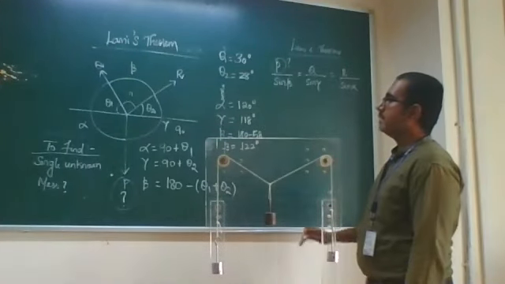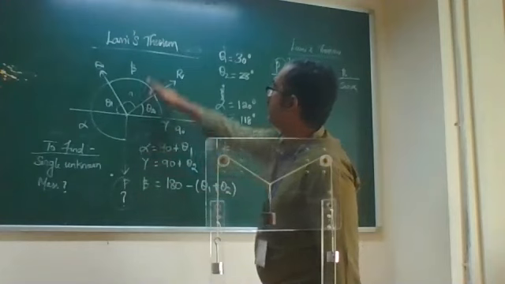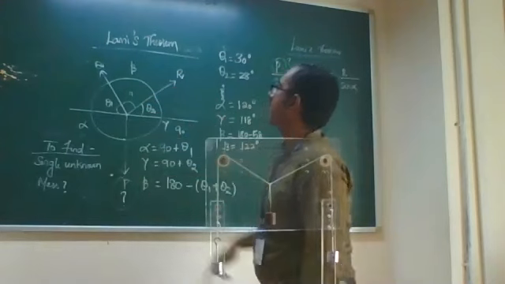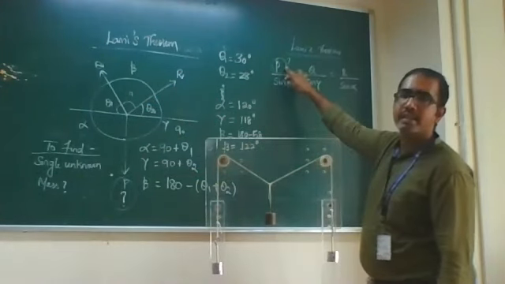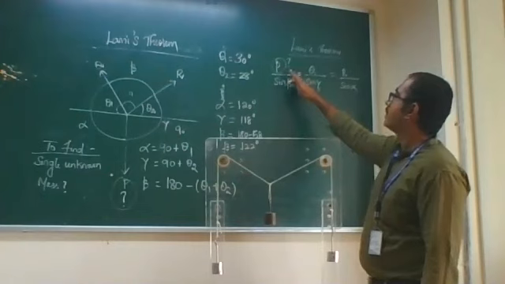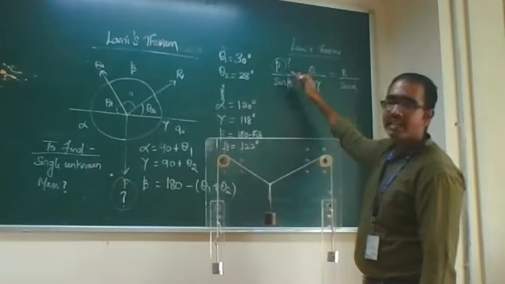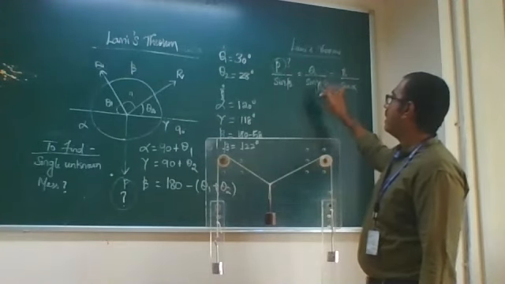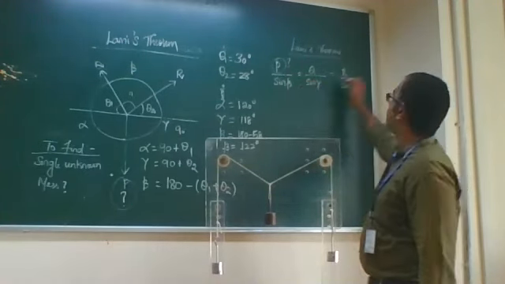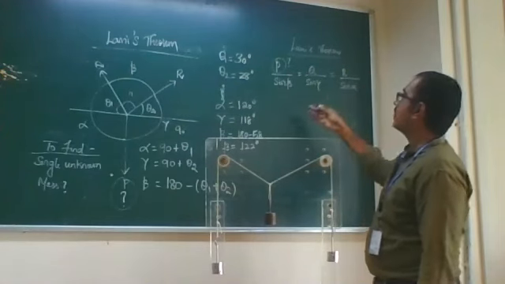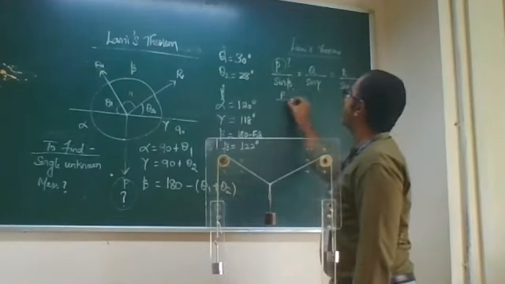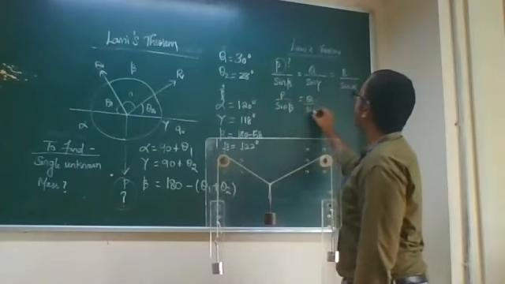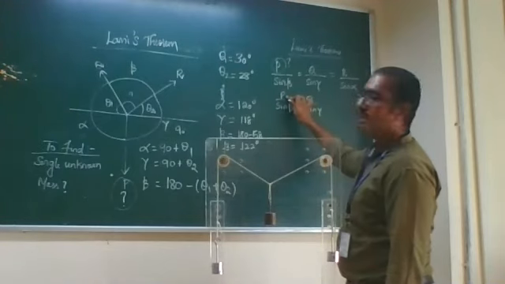According to Lami's theorem, P by sine beta equals Q by sine gamma equals R by sine alpha. In this case, P is the unknown weight. For finding this unknown weight, we can take the relation P by sine beta equals Q by sine gamma, or P by sine beta equals R by sine alpha. I am going to take P by sine beta equals Q by sine gamma. P is the unknown weight.